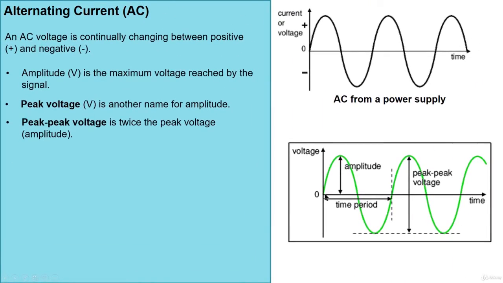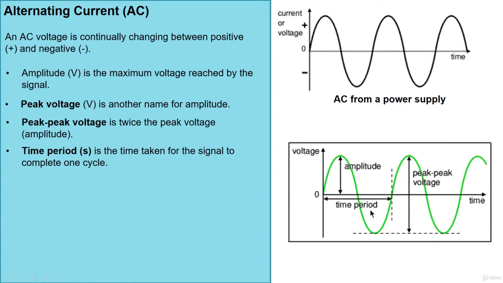We can see that from this point to this point, it's called the time period. Time period is the time taken for the signal to complete 1 cycle. It is measured in seconds, but time periods tend to be shorter, as milliseconds or microseconds, depending on the frequency of the signal. This means that time period and frequency are closely related to each other.